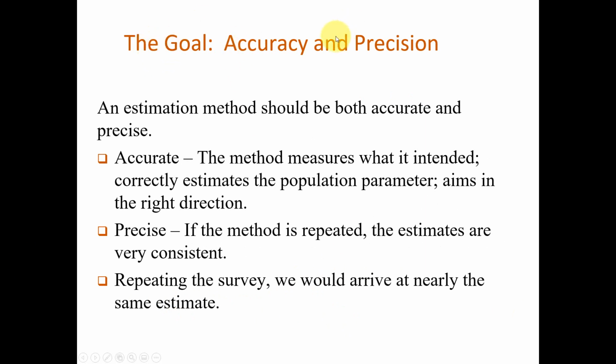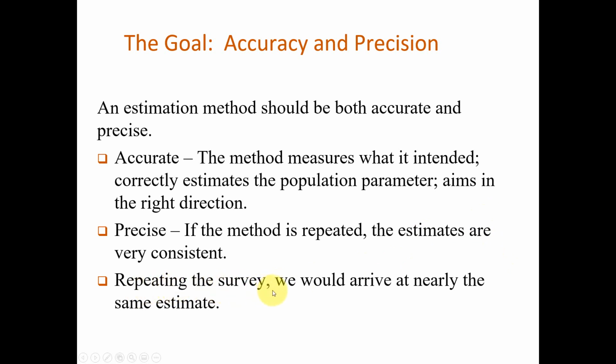So the goal is to be accurate and precise. So an estimation method should be both accurate and precise. Accurate, the method measures what it is intended correctly, or correctly estimates the population parameter and aims in the right direction. Precise, if the method is repeated and the estimates are very consistent. There's a great couple of pictures of this in your book, and there's always that textbook one with the dartboard being accurate and precise versus precise not accurate, if you don't quite know what accurate and precise are.